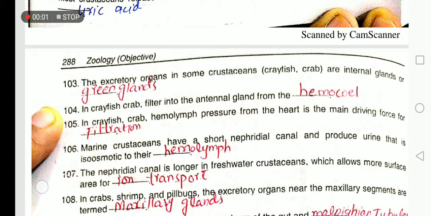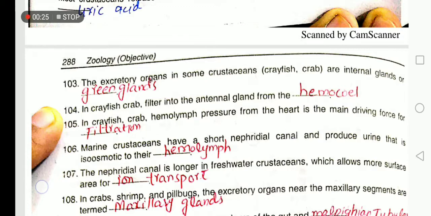The excretory organs in some crustaceans, such as crayfish, are internal glands or the green glands. In crayfish and crabs, hemolymph is filtered into the internal gland from the hemocoel. In crayfish and crabs, hemolymph pressure from the heart is the main driving force for filtration.